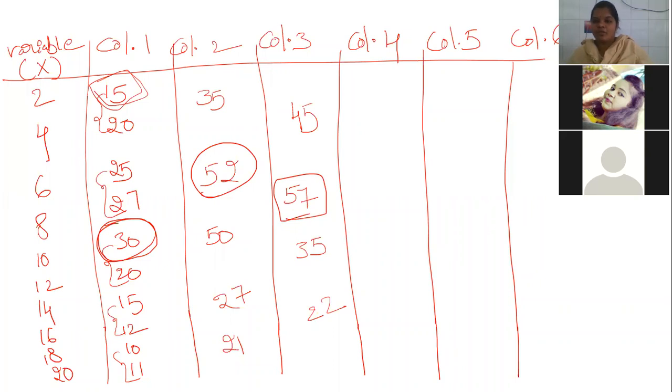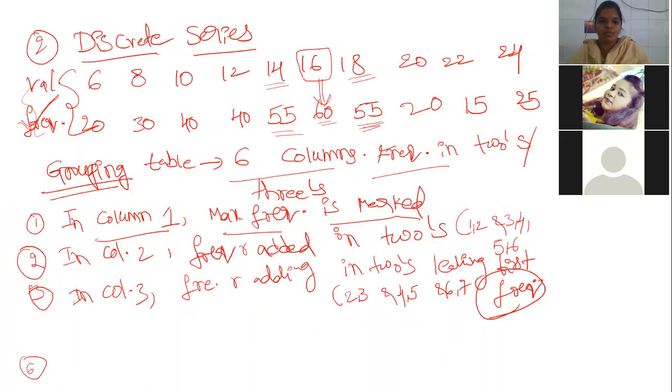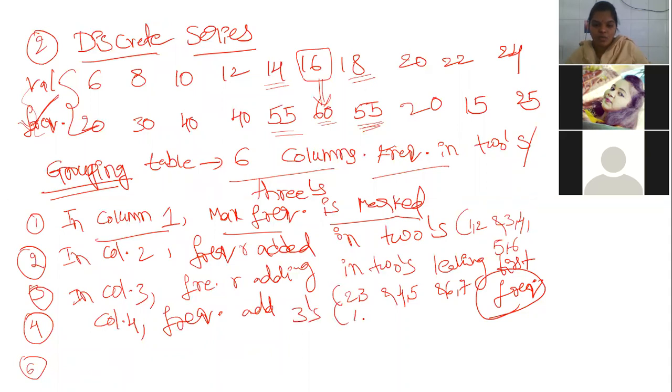So here what we have done? We are leaving the first frequency. Then we are adding all the frequencies in twos. Then go for column number 4. Just write down the description part. In column 4, frequencies are added in threes. That means 1, 2, 3 and 4, 5, 6, likewise.